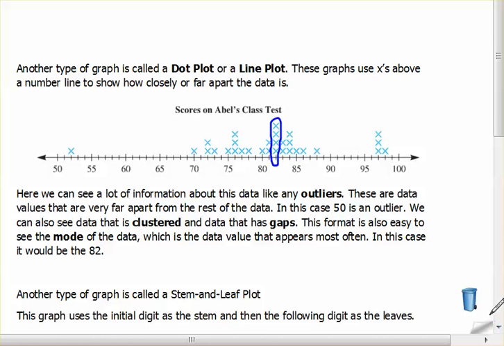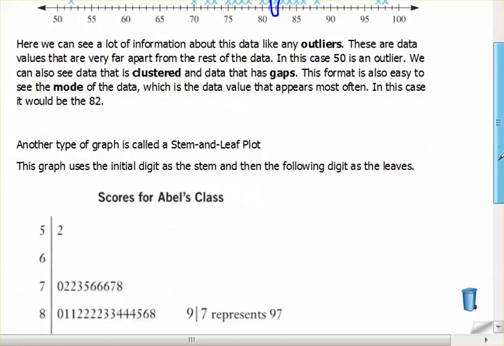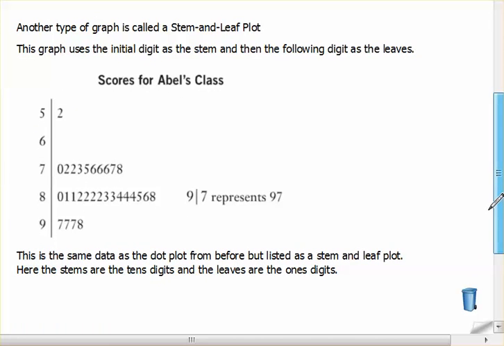Okay, another type of plot that we can look at is called a stem and leaf plot. And let's see what one of those looks like. This is a stem and leaf plot right here. This is actually more of the legend of it. This is the actual stem and leaf plot. And stem and leaf plots use an initial digit as the stem and then the following digit as the leaves.